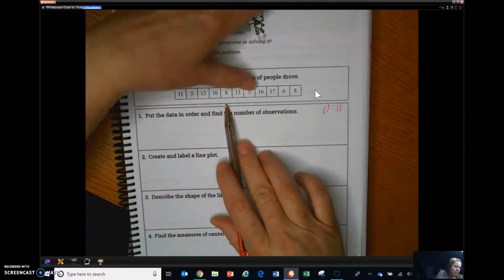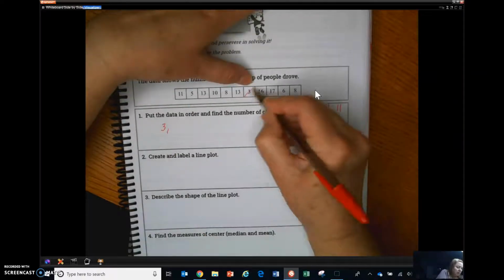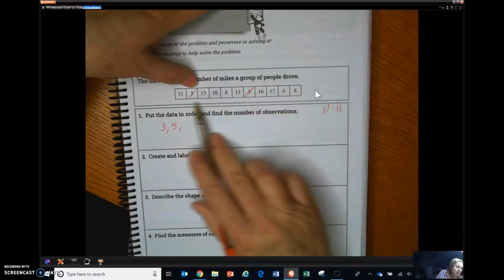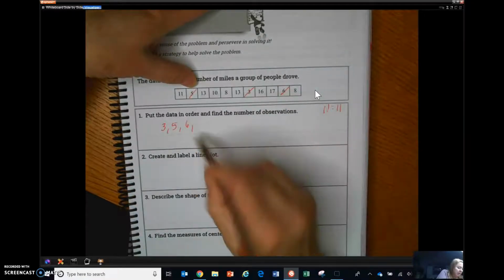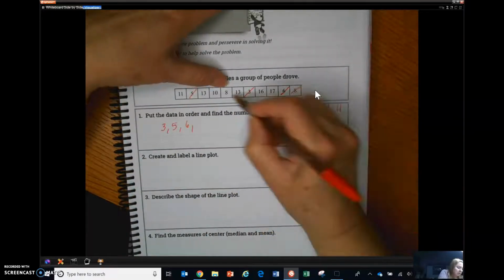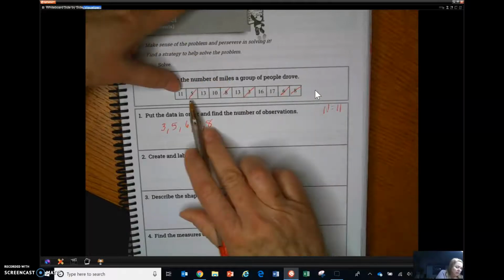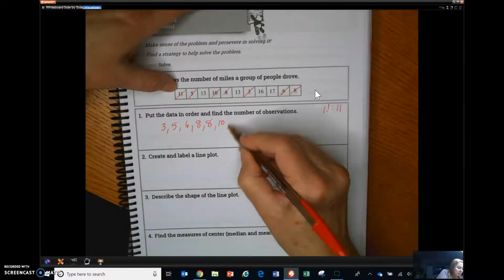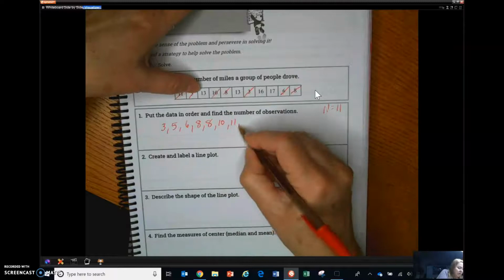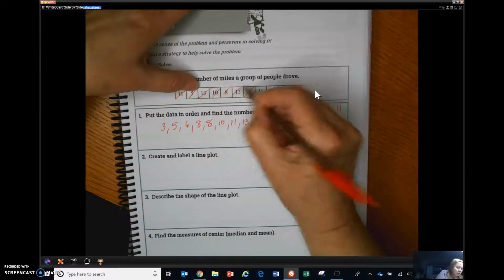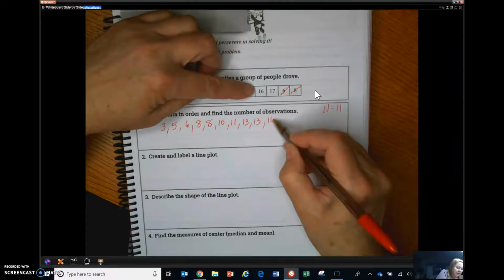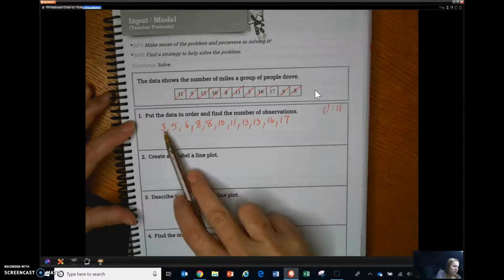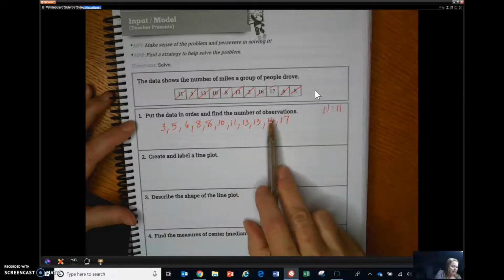Put the data in order from least to greatest. So I'm just going to go, and 3 is my lowest number, cross it off. My next lowest number is 5, cross it off. Then I have a 6. Do I have a 7? Nope, but I have 2 8s. Do I have a 9? No, I have a 10. I have an 11. No 12, I have 2 13s. And then I have a 16 and a 17. And just to be sure I didn't skip one, I'm going to just count. I should have 11 numbers. 1, 2, 3, 4, 5, 6, 7, 8, 9, 10, 11.